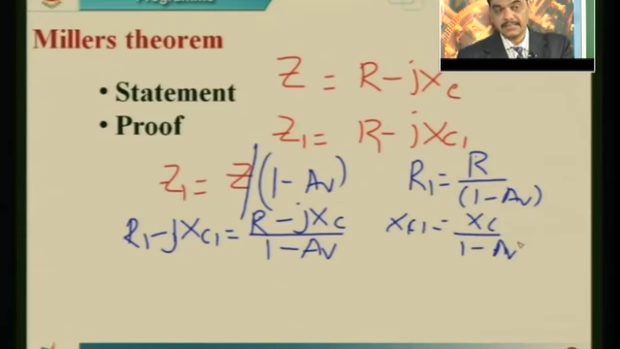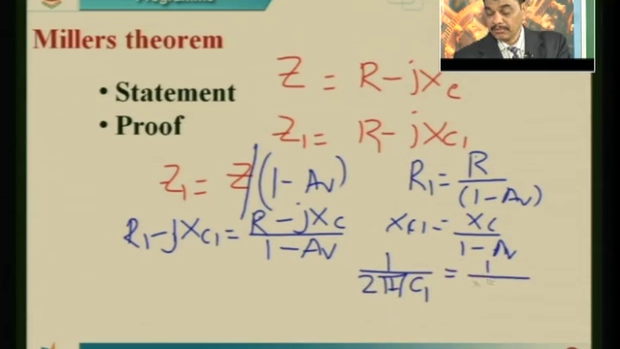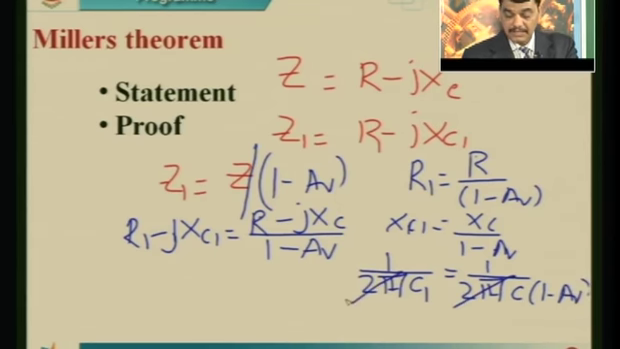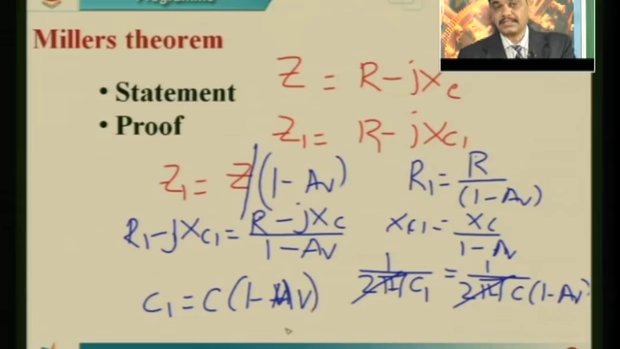But we know that Xc, the reactance of a capacitor, is given by 1 by 2 pi fC. So 1 divided by 2 pi fC1 is equal to 1 divided by 2 pi fC into 1 minus Av. The 2 pi f cancels, then C1 is equal to C into 1 minus Av. In the standard textbook, this C1 is defined as CMi, which means the Miller's input capacitance at the input side.